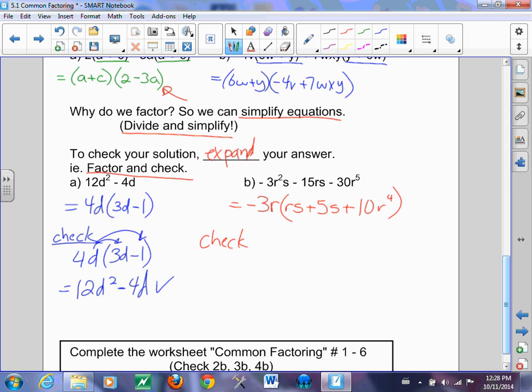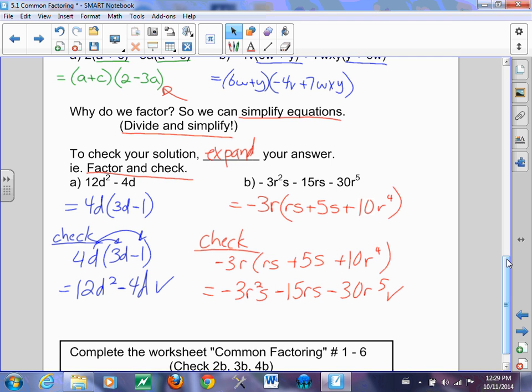We're almost done, guys. So you write your answer down first, and then you do the opposite operation, which is expand. So we're going to expand this through. So it's going to be negative 3r squared s minus 15rs and minus 30r to the fifth. Does that match our original question? Yes. So we've got that done.